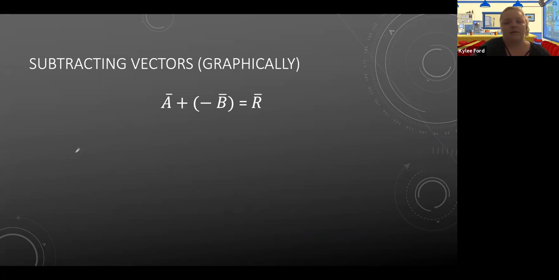So again, let's say we have vector A, and we have B. I'm gonna go like that, okay? But now we're subtracting them. Or I like to think of it as adding a negative B. So this can also be represented like this: A minus B, or A plus a negative B. This is how I like to think of it, because that negative acts on that B.